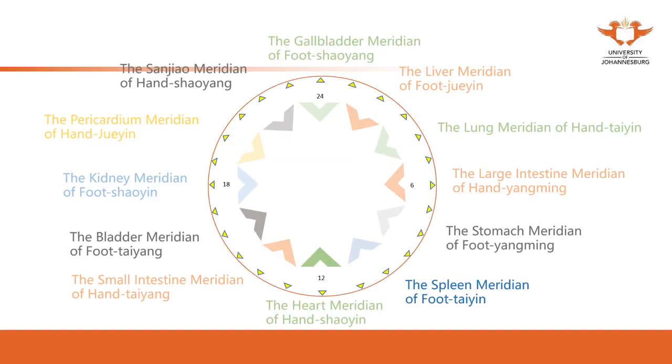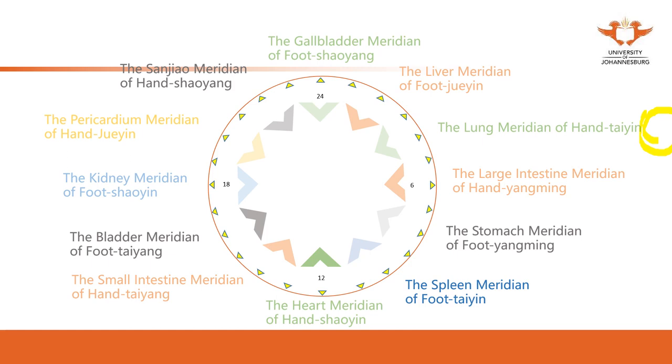The next slide, we're going to show you the circulation of the meridian. Why do we show you the circulation of the meridian? The circulation of the meridian is also related to the time. From the lung meridian, from here, that's where we said it started. Actually, it's not started. It's like a whole orange circle of flow.